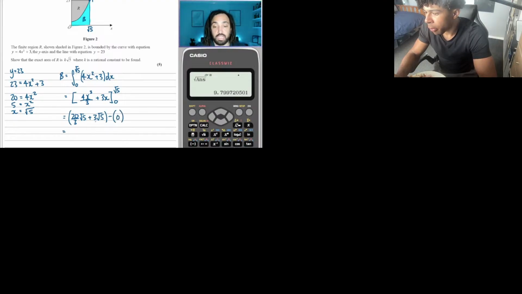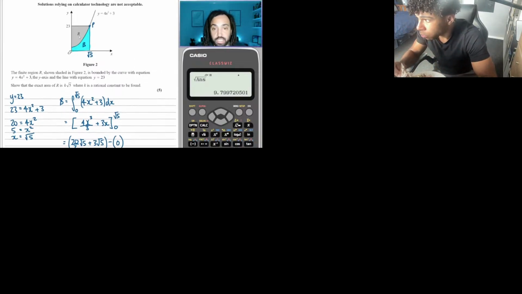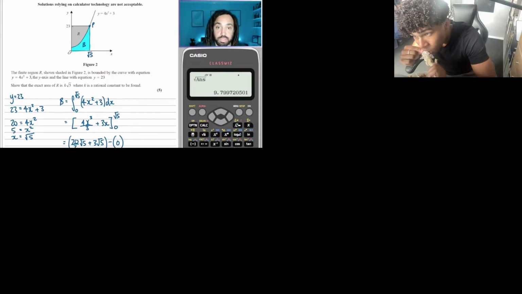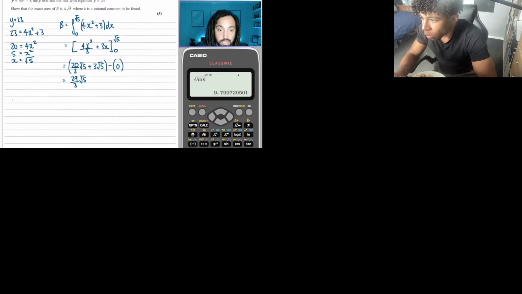Okay, great. So how many root 5s we've got here? We've got 20 over 3 plus 3, which is the same as 29 over 3. Of course, you can use a calculator like this, or you can just do it non-calculator like a boss. It's up to you. Okay, so that is the area of the blue bit, but it's not what we're looking for. We're looking for the grey bit. So we need to take this blue bit away from the rectangle, and you can see what the area of the rectangle is, because it's going to have a width of root 5, and it's going to have a height of 23. So we can say that r is equal to 23 multiplied by root 5 minus the blue bit, which is 29 over 3 root 5.